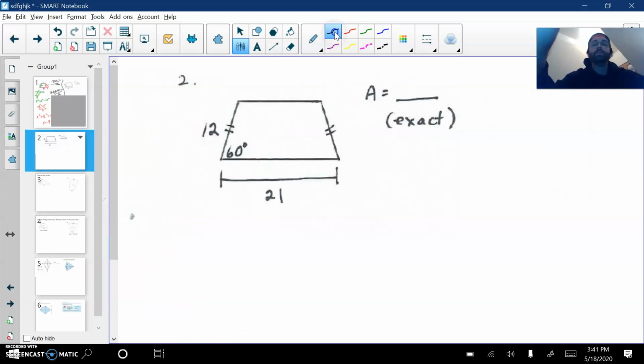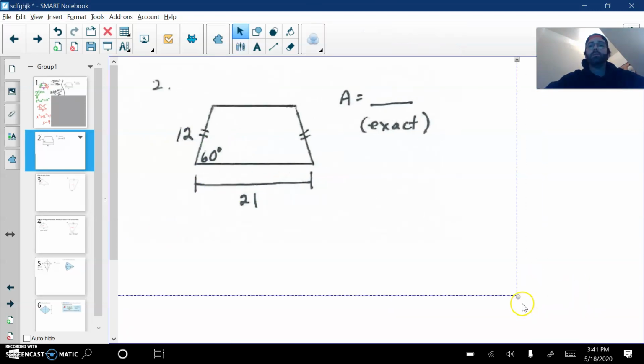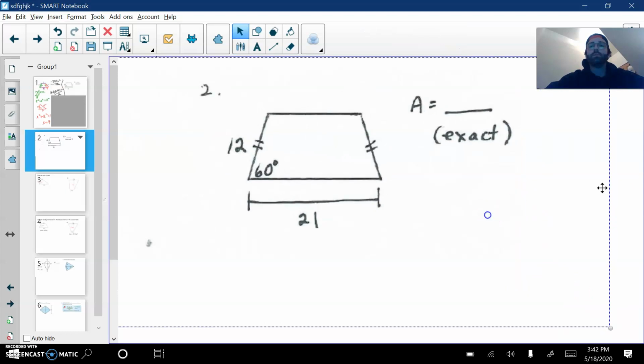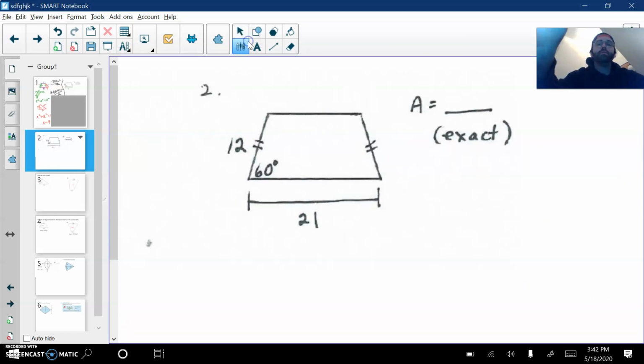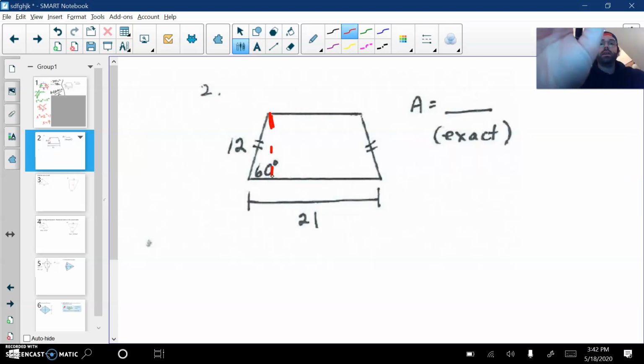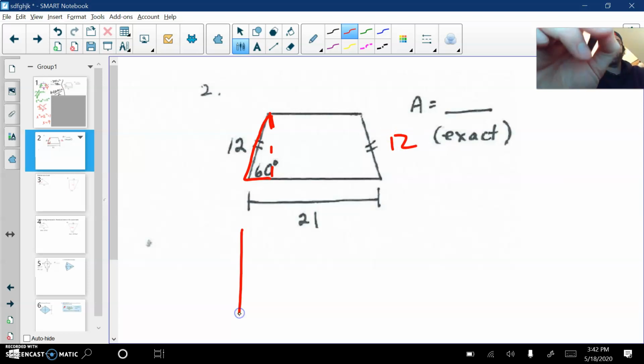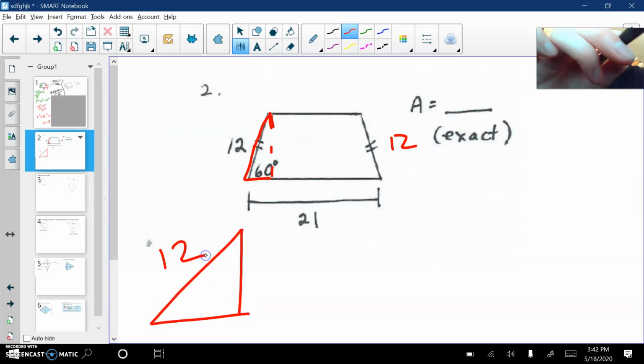Let's try number two. I want to make it a little bigger just so I can see. So here we go with number two. Number two is also a trapezoid, you'll notice, but the thing that's unique about number two is that 60-degree angle. So I'm going to drop in my altitude here just like that. And I'm going to redraw this red triangle, and I know this also has to be 12. I'm going to redraw that red triangle over here with a 12, and this is 60, this would be 90, and this would be 30. Holy buckets, we have a 30-60-90 triangle.